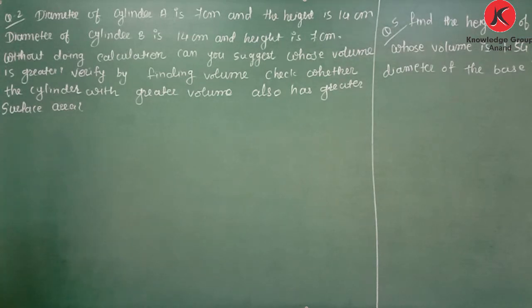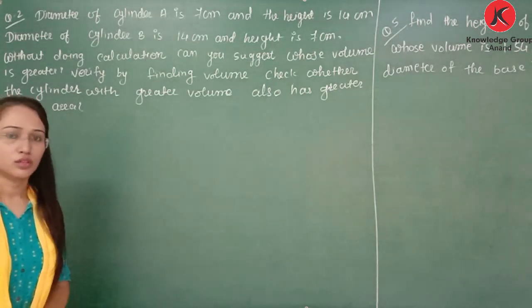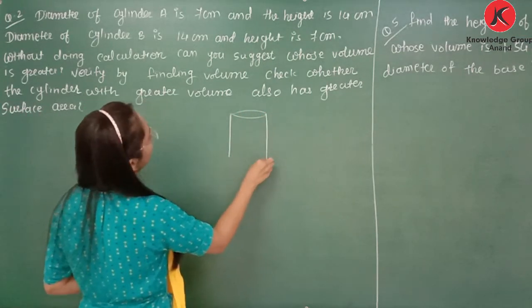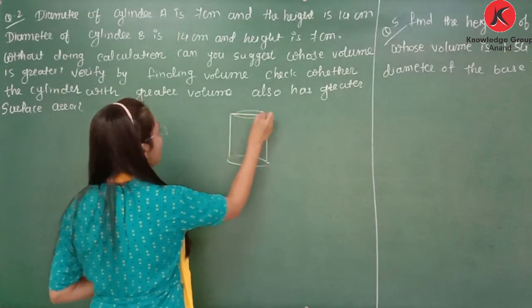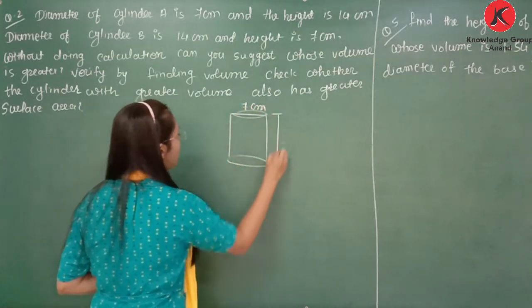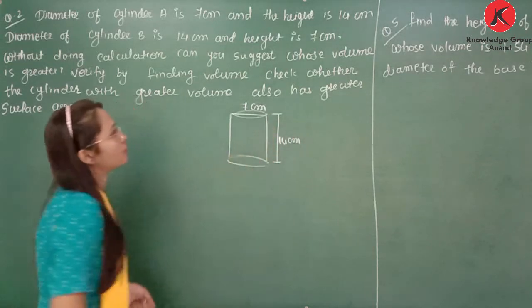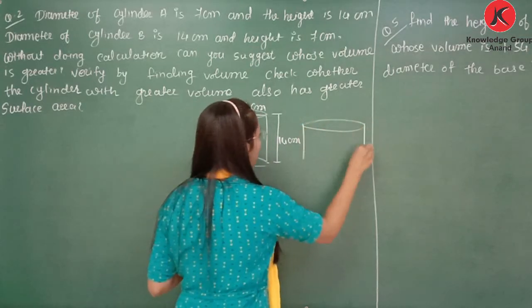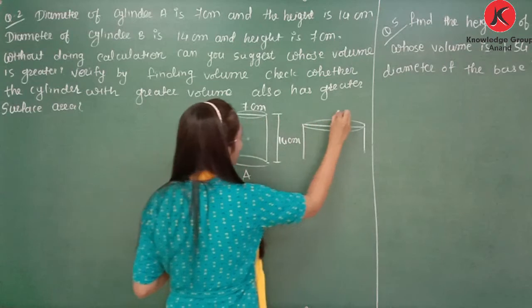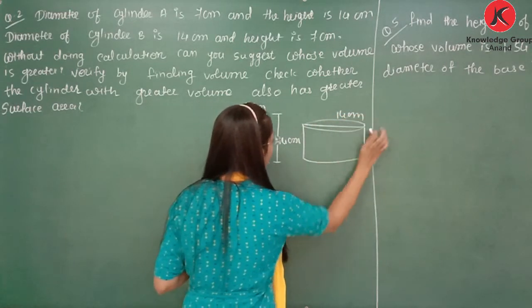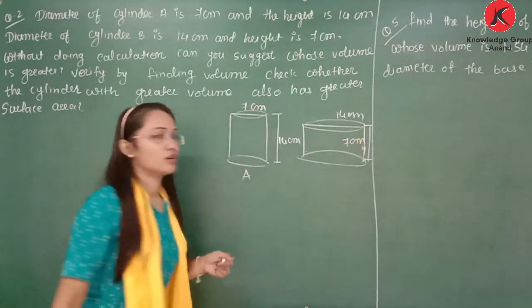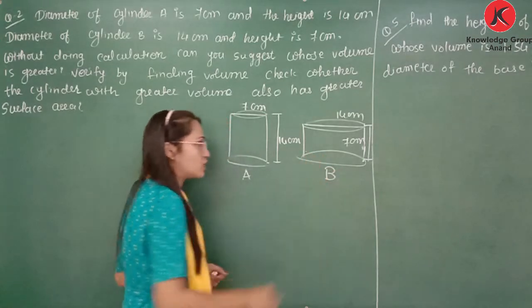So the first question is what? Without doing any calculation, you need to find which volume is greater. So here if we draw two cylinders, this is a cylinder for which diameter is 7 cm and height is 14 cm. And the second cylinder, cylinder B, has diameter 14 cm and height 7 cm. So can you tell me which has a greater volume?